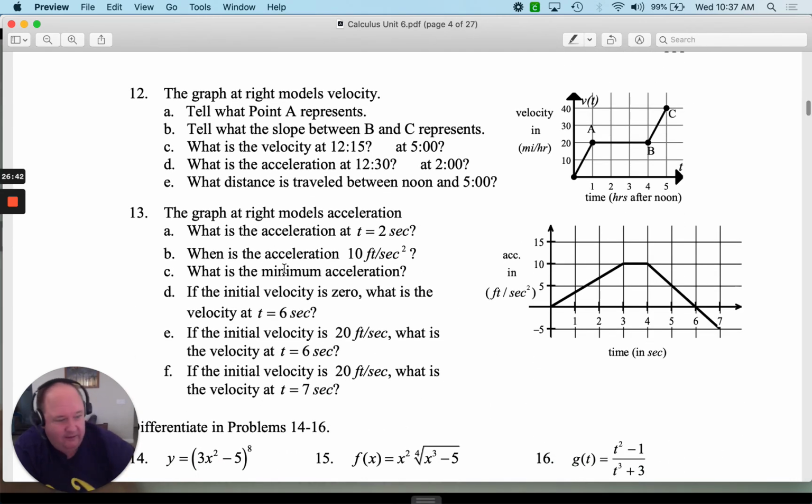Another story, number 12. This is how we get stronger. The graph at the right represents velocity, miles per hour, a rate. Tell what point A represents. All right, you tell me. Can you figure that out? Press pause, then press play.